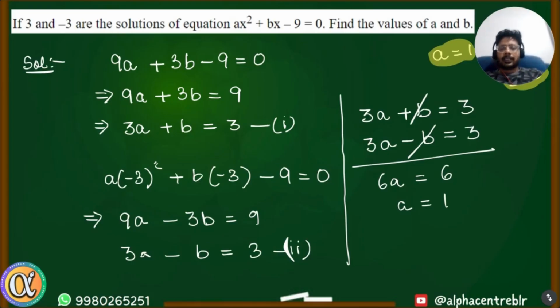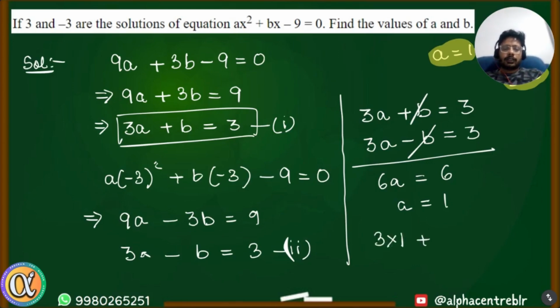Substituting this back in any other equation, maybe this. Okay, 3 into 1 plus b is equal to 3. Therefore, b is equal to 3, and this 3 goes to the other side, becomes minus 3. So 3 minus 3 is 0.